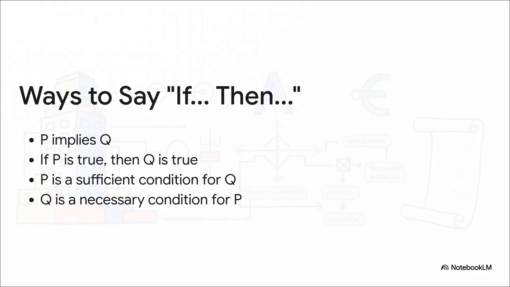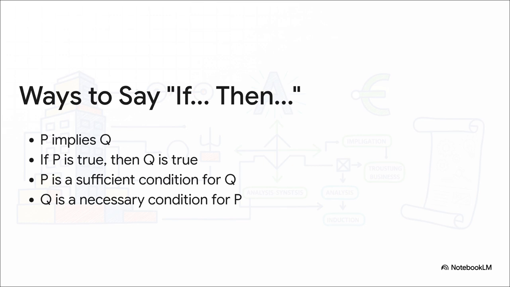And this just shows you how central this whole if-then idea is to our language. P is a sufficient condition for Q, or Q is a necessary condition for P. These are all just different ways of dressing up the same exact idea: if P, then Q. Learning to spot this pattern is a game changer for breaking down arguments you hear every single day.